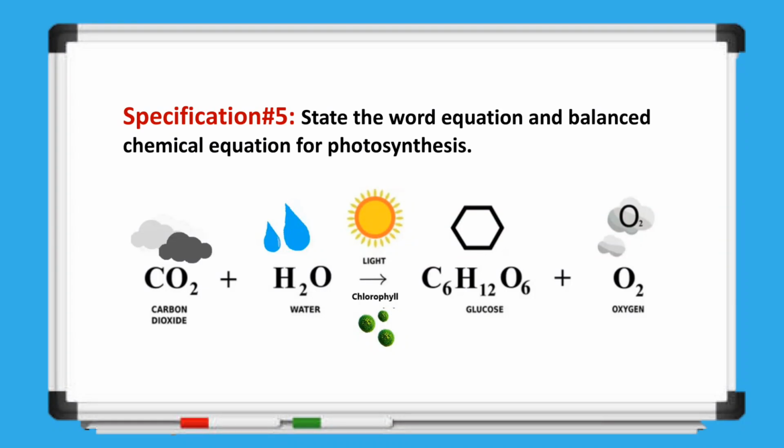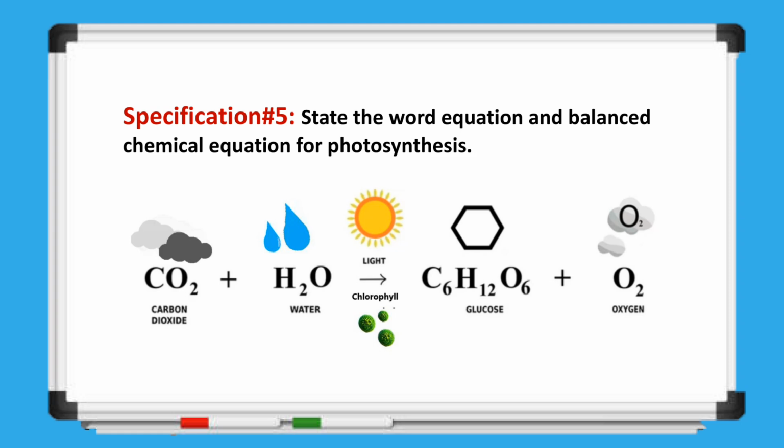Now let's move on to specification number 5, which asks us to state the word equation and the balanced chemical equation for photosynthesis. We've already understood the process of photosynthesis, how it happens and why it's important, in our previous videos. Now, let's take a look at how this process is represented in equation form, both in words and using chemical symbols.